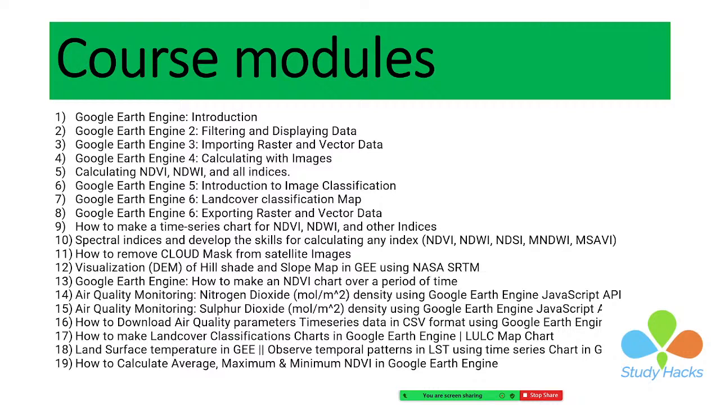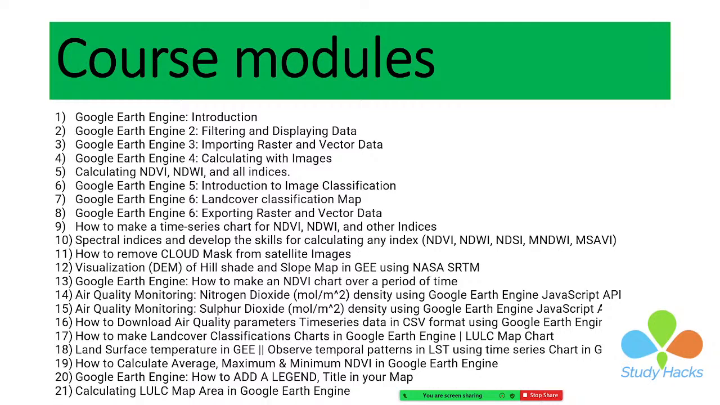Then how to calculate the average, maximum, and minimum NDVI. Actually here I use NDVI as a common practice, but using the same procedure you can easily do it for NDWI, or for the enhanced vegetation index, EVI. When you learn the basic things, you can easily implement all of the other things. Then how to add the legend and title on your map in the Google Earth Engine platform, and calculating the land cover classification area in Google Earth Engine.